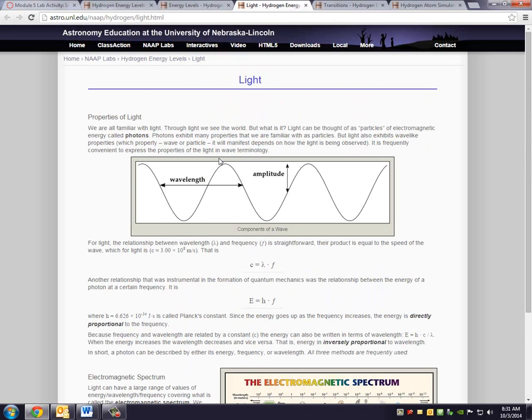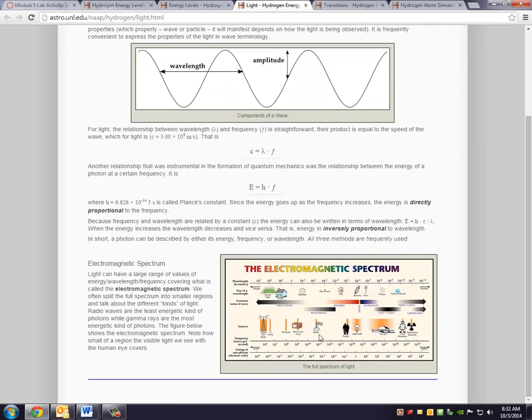Now, of course, an electron can either move up or down in energy levels depending upon whether it absorbs energy or gives off energy in the form of light. Now when we talk about light in astronomy, it's not just visible light that you and I see. Here's a little chart that shows the full spectrum of light. This little sliver is what we see.